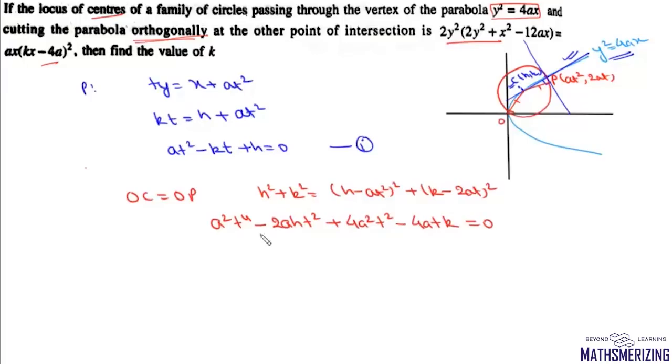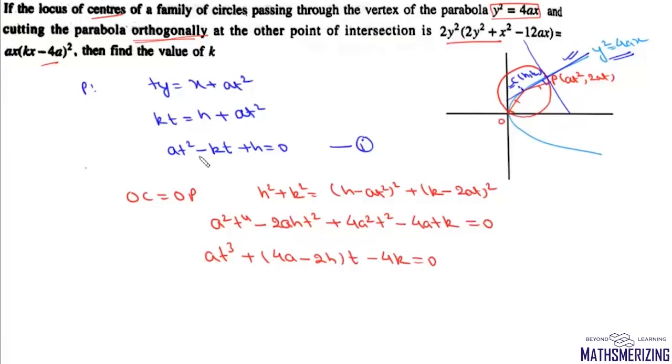Now here we can take at common. If we take at common, then we'll get this equation as at cube, and plus here we'll get 4a minus 2h into t and minus 4k equals 0. So we'll get this equation as at cube plus 4a minus 2h t minus 4k equals 0.